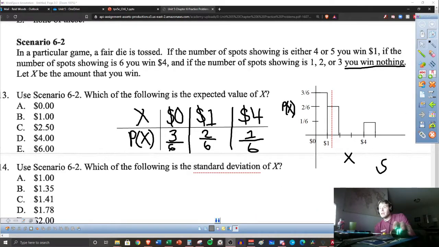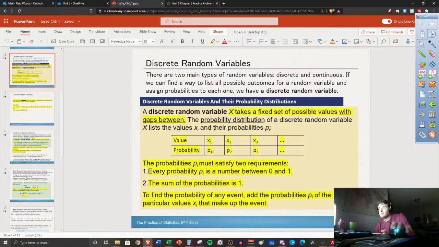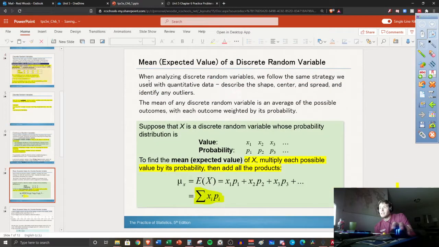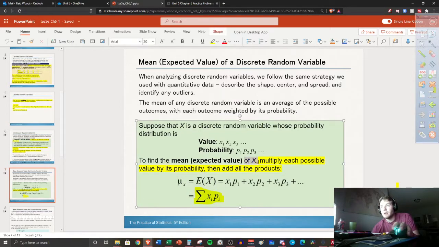Expected value, and we're going to be looking at a definition. And so in your notes, I need you to write this mean expected value. And here's our definition. It says of x, multiply each possible value by its probability, then add all the products. We don't actually need to highlight. You don't have to write this. So this is the expected value of x. You should write this for the title of your definition or the term. Expected value of x. Multiply each possible value by its probability, then add all the products.